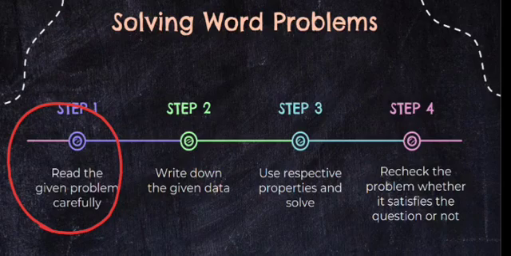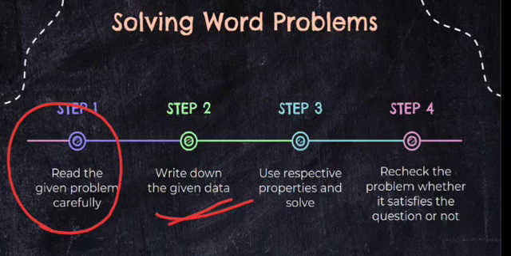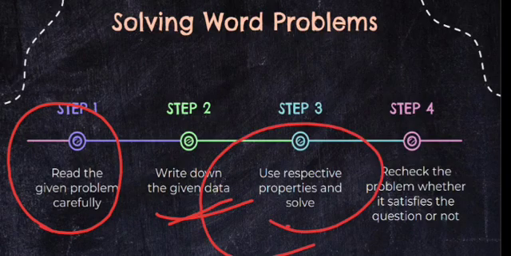The next step is to write down the given data. How do you write down the given data? You have to write what data is given in the question, and what you have to find from the question. Simply reading the question will not give you enough data. You have to analyze the question. And the third step is you have to use respective properties and solve. We have learned so many properties and operations. You have to find out which property or which operation will suit this problem.